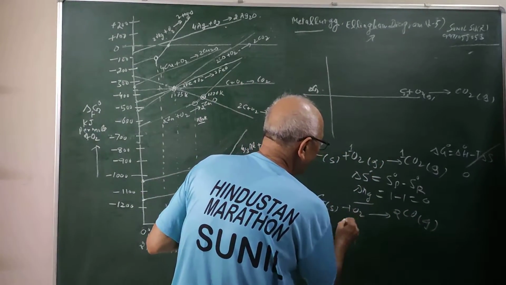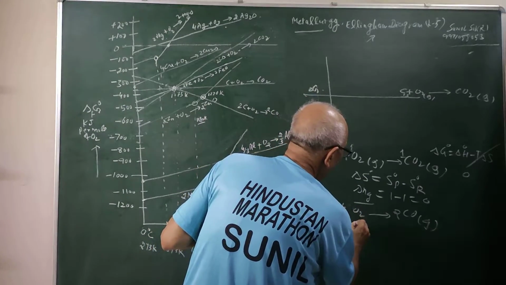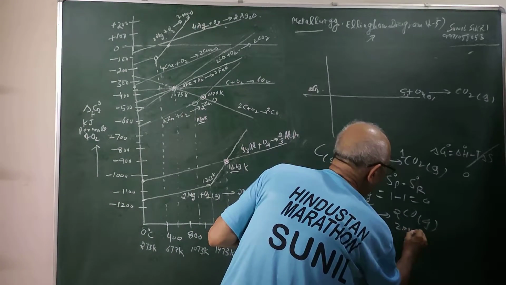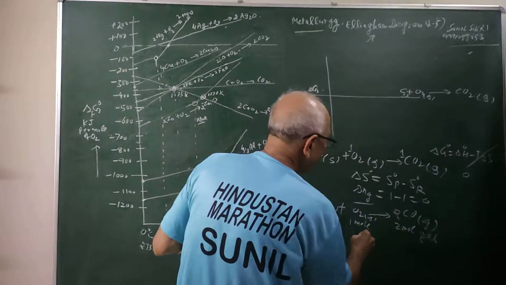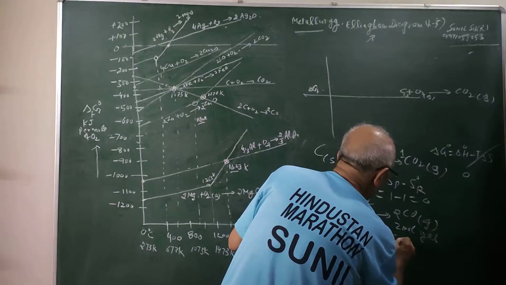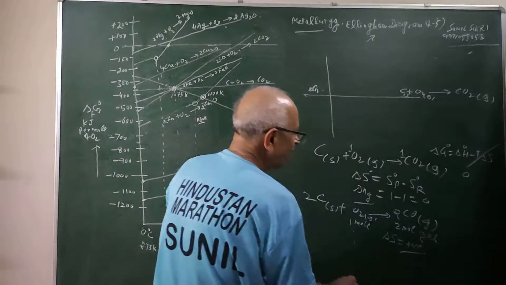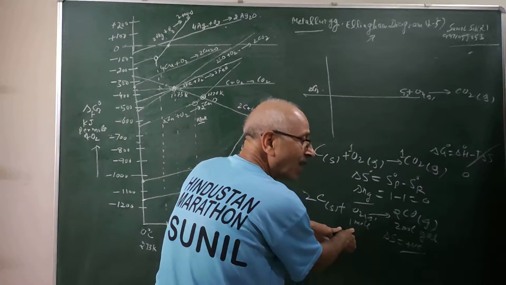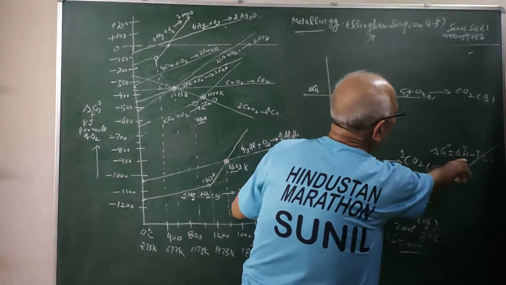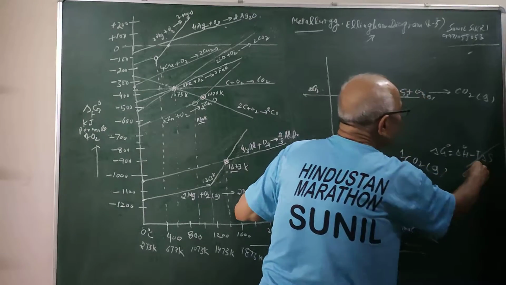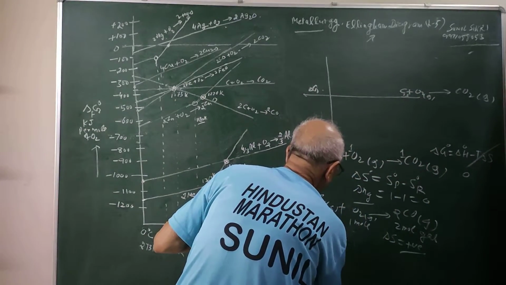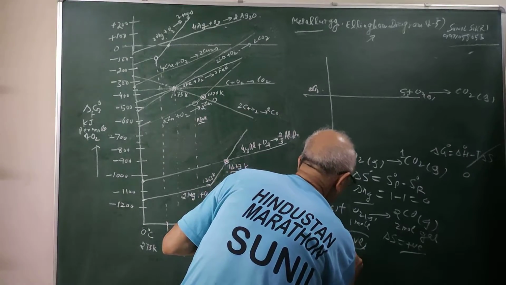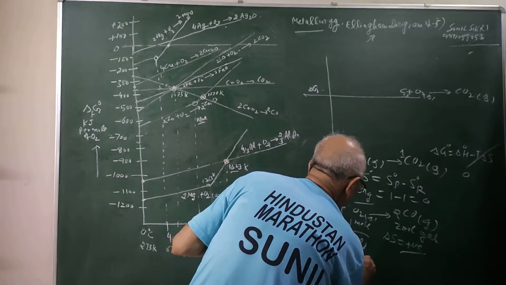Here what is happening, students? This is 1 mole of gas and this is 2 moles of gas. So here what is the result of this? Delta S is becoming positive. The entropy of product is more than entropy of reactant because 2 moles of gas are produced, while 1 mole of gas was the reactant. So delta S is positive, therefore the term is minus S delta T, minus S T.